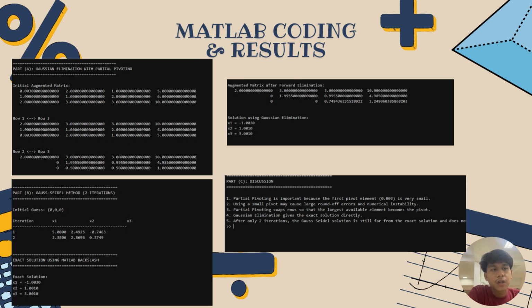This underscores why iterative methods need more time to converge. Direct elimination with proper pivoting gives us precision instantly. Thank you.